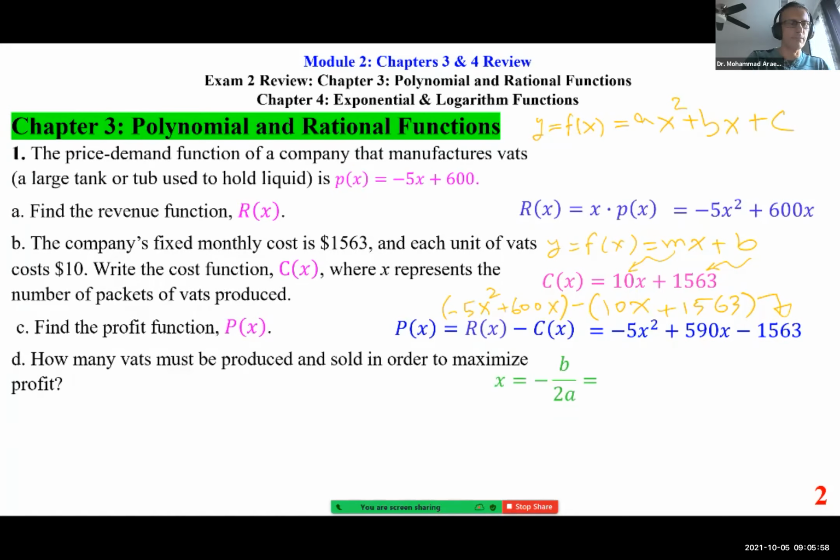And in this case, it's a quadratic function. It opens down because of negative 5. So the maximum occurs at its vertex. X is minus b over 2a. And we plug in minus b is 590 and a is negative 5. It results in 59.